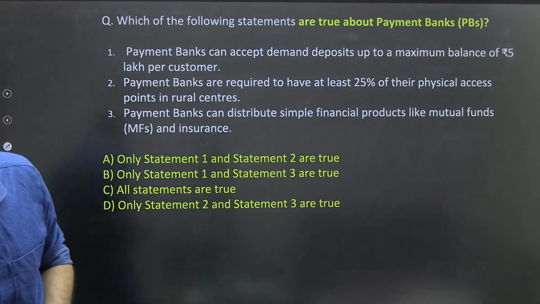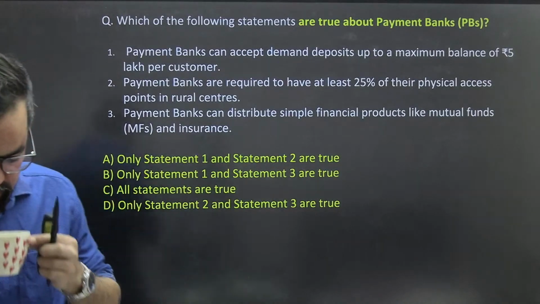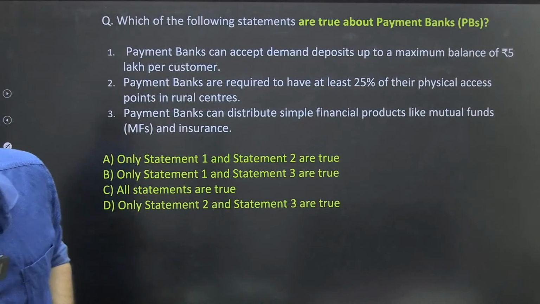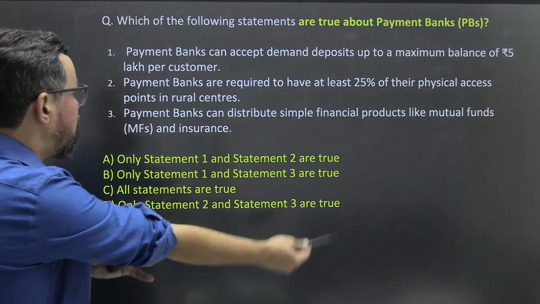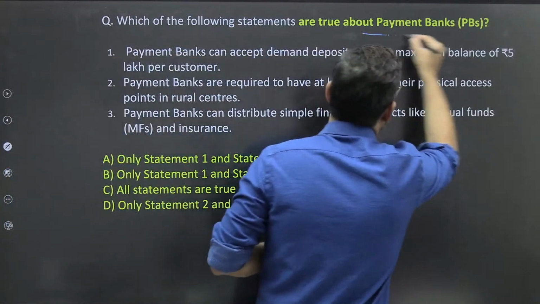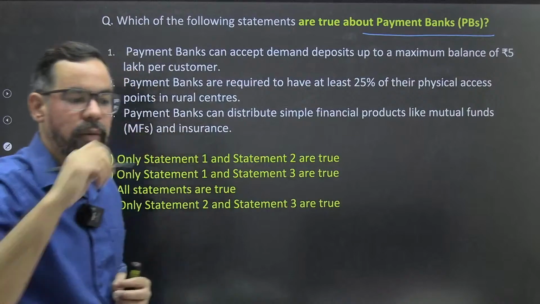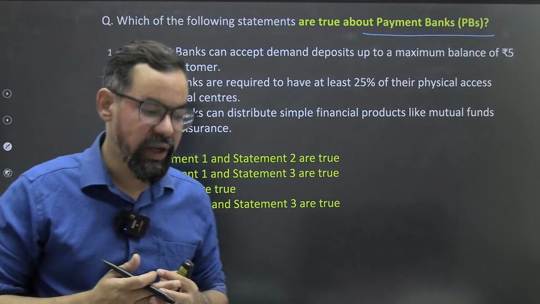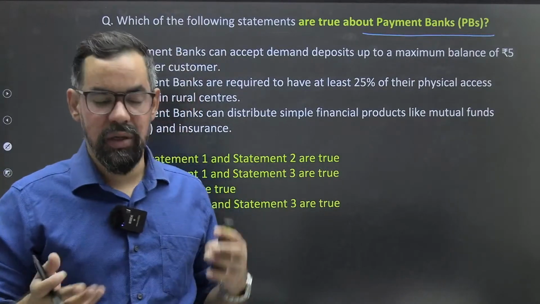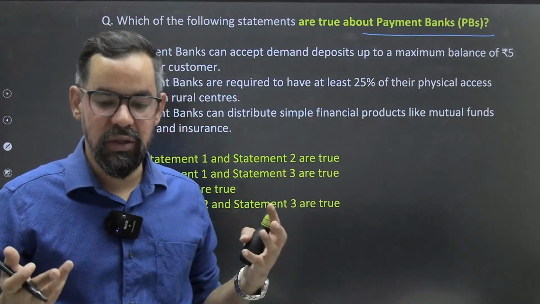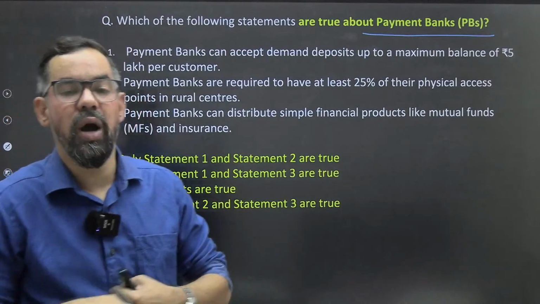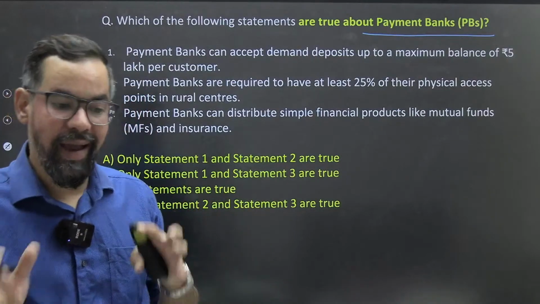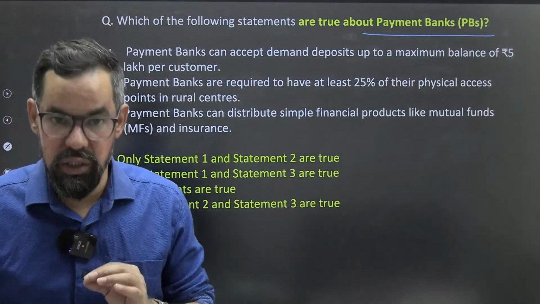So what will be your correct answer for this one? Which of the following statements about payment banks is correct? Payment banks, small finance banks, new banking: these are all new initiatives taken by RBI, basically from 2015 onwards. In 2015, RBI gave licenses to payment banks and small finance banks, and their motive or target is also financial inclusion.